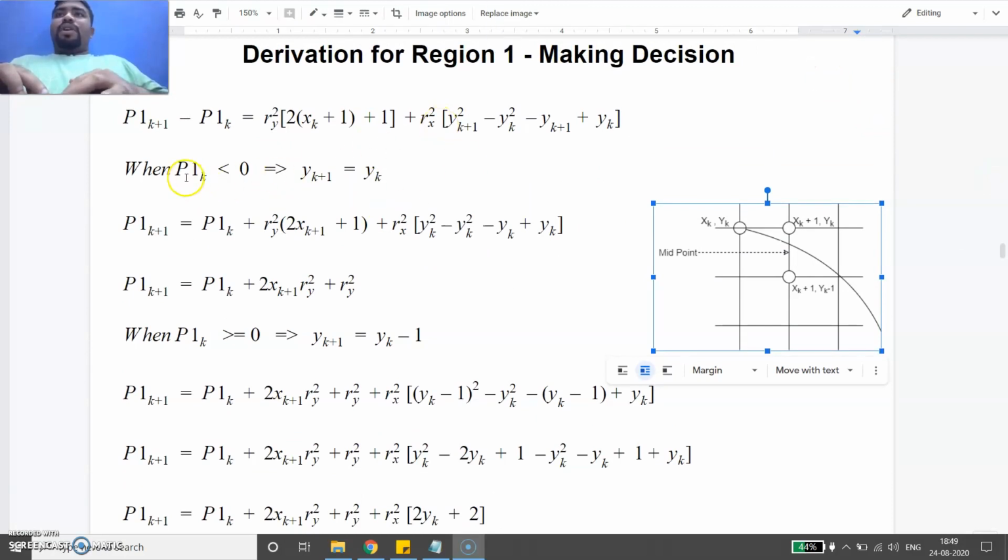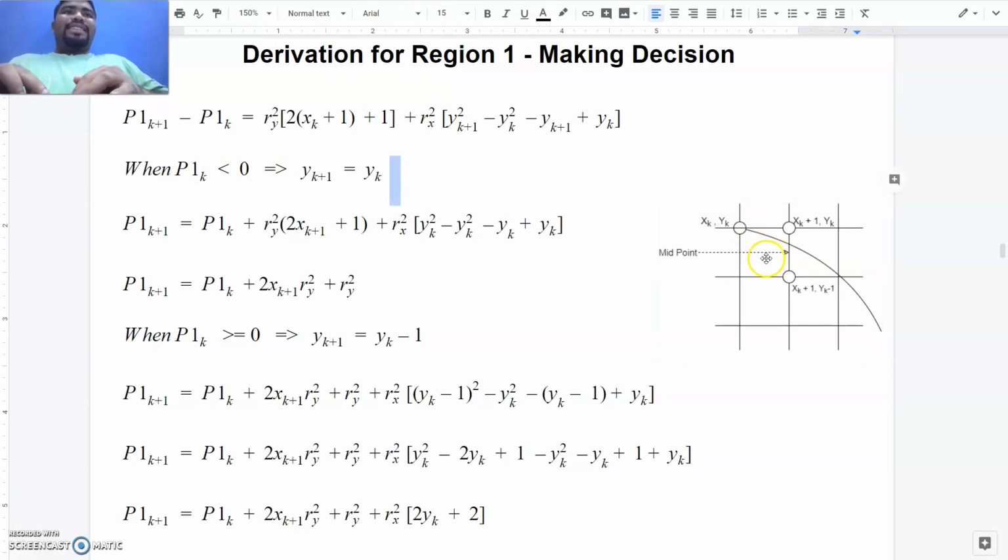Now, we clearly know if P1k is less than 0, it means that the point lies inside the ellipse, and obviously for the next y we need to choose yk. But if the midpoint lies outside, we surely know that the next y we are going to choose is yk minus 1. So what happens then? We can directly write, if P1k is less than 0, the y doesn't change. So instead of yk plus 1, we can write yk. Everywhere you can see wherever we have yk plus 1, we have written yk.